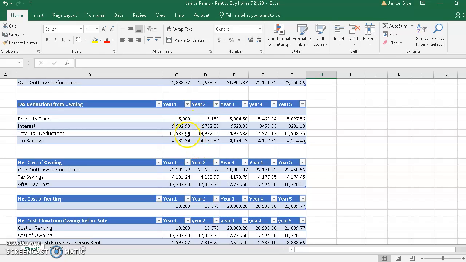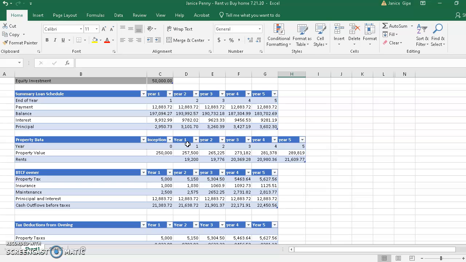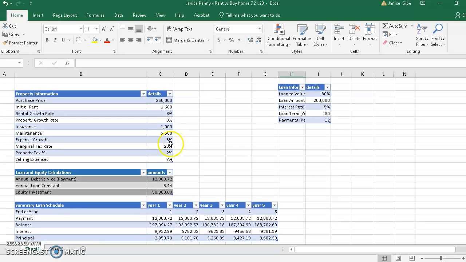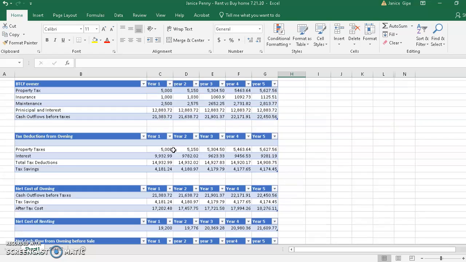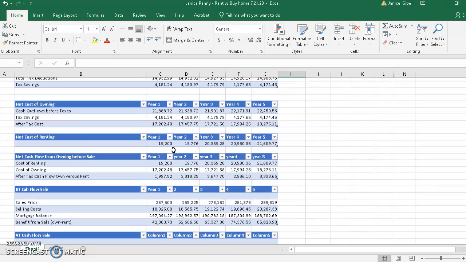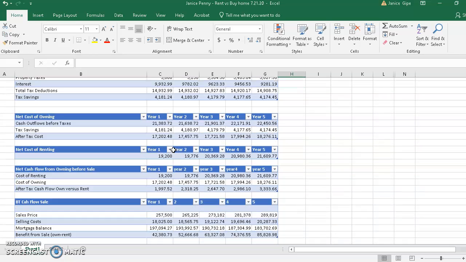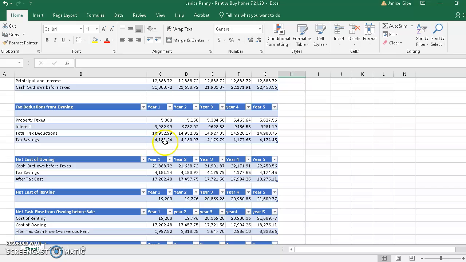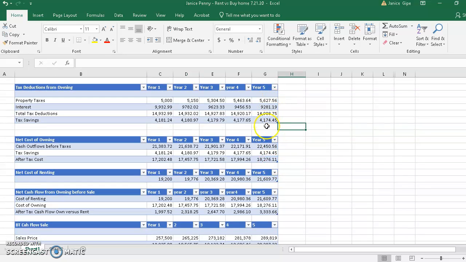This was your total tax deductions between the $5,000 and the $9,932. So you had total tax deductions of $14,932.99 for the first year. And to get the tax savings, you multiply that by this 28%, your marginal tax rate, to get your $4,184.74. And then, of course, as your years go on, calculate the same way.